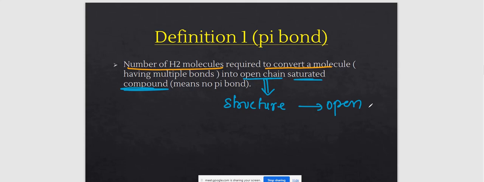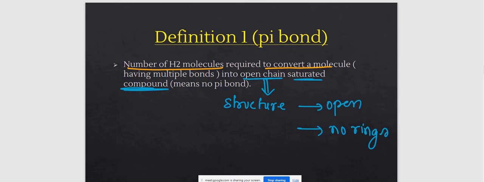See, every molecule is having some structure, right? It can be linear structure, it can be branched structure, it can be closed structure. Open chain in the sense structure is open, it doesn't have any rings in it, no closed rings, no cycles in it, it's completely open. If you take benzene, it's a closed compound. If you take propane, ethane, butane, they are all open chain compounds, no rings.